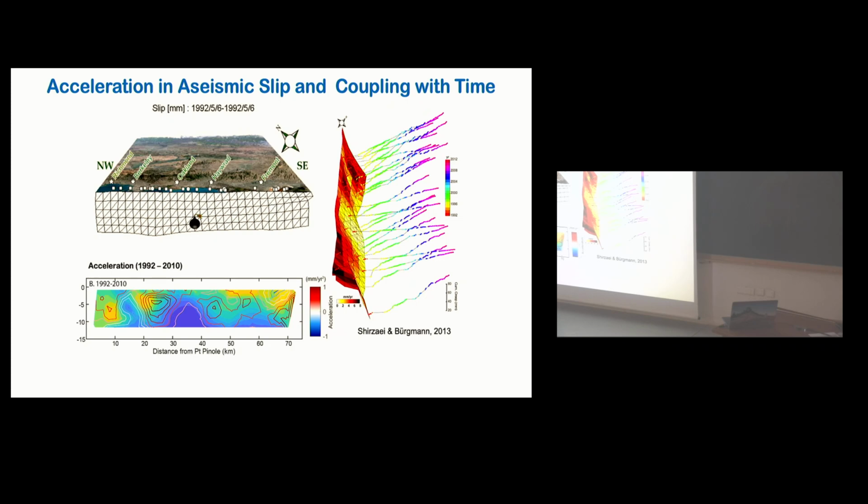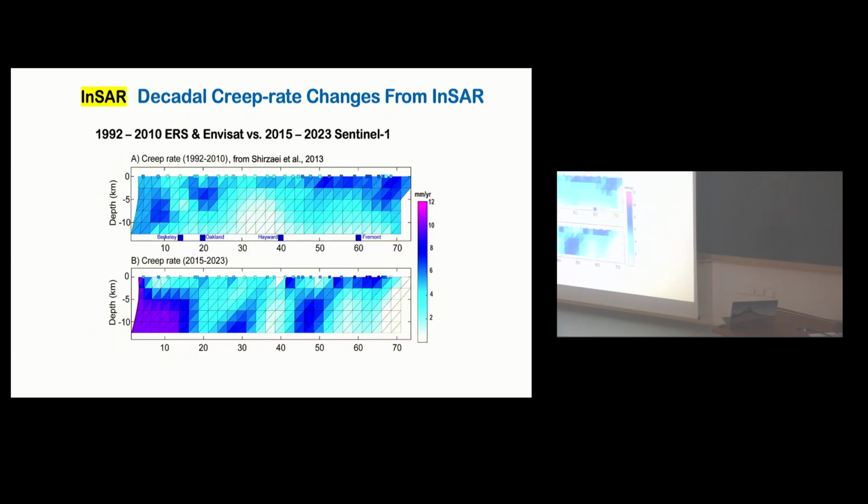Oh, and then this shows the contour lines here. So in the background is the coupling model. The contour lines with this scale right here show the acceleration. If you fit an acceleration term, right, an exponential term to the data, and there's variability, then this would be where you get acceleration of creep. And now we have Sentinel.